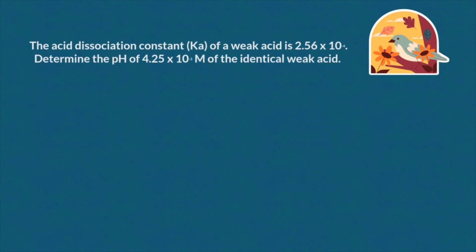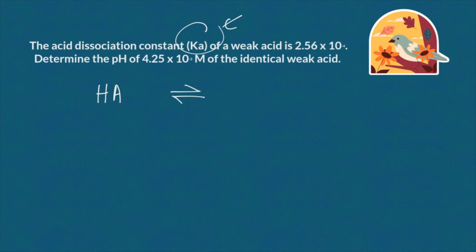Alright guys, we are now at the final question for the class activity for this week. The acid dissociation constant Ka of a weak acid is 2.56 times 10 to the power of negative 4. Determine the pH of 4.25 times 10 to the power of negative 3 molar of the identical weak acid. So the first thing that you need to do, you need to know that this is a Ka, so it's an acid. To be able to make an ICE diagram, you need to write the balanced equation.